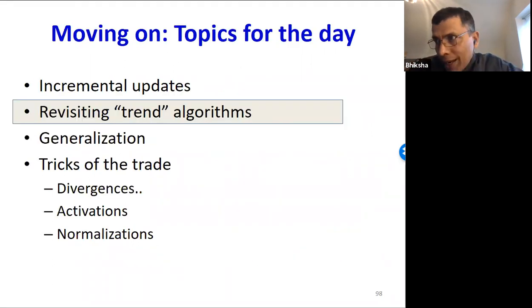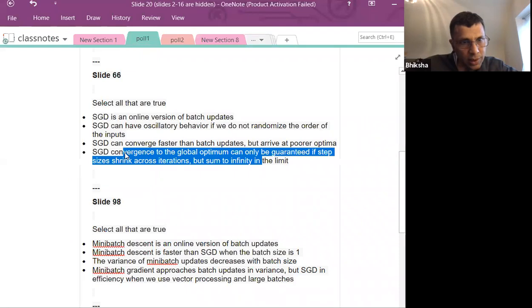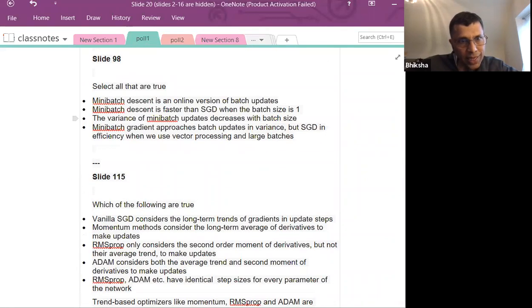So let's go ahead and revisit trend algorithms. Questions, anyone? There's a poll. For those of you who cannot see the poll, there it is. This is lecture 98, slide 98, this poll.